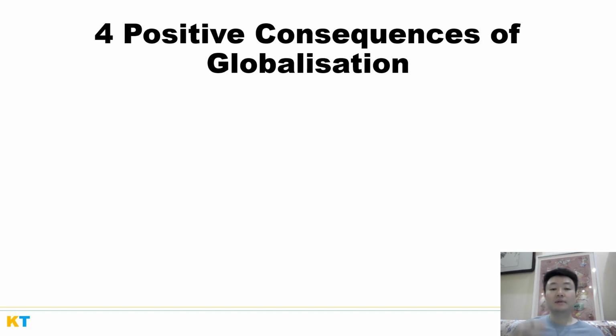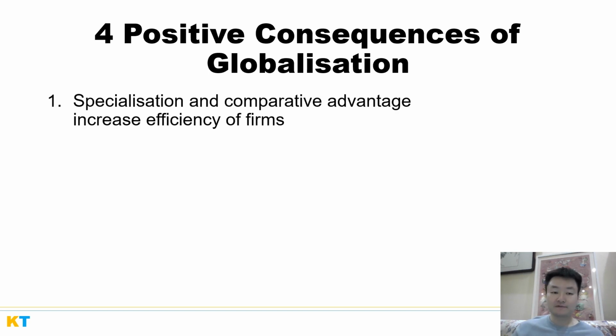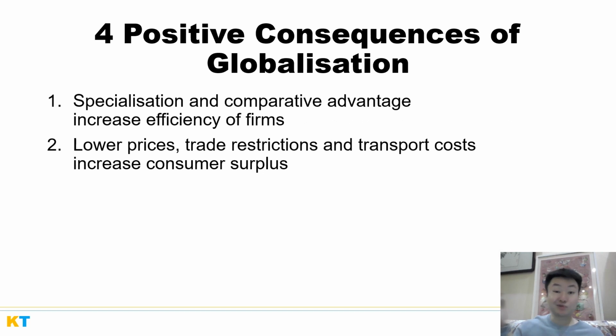And so globalization comes with a few consequences, both positive and negative. We're going to go over the positive ones first. Number one is specialization and comparative advantage. So there's an increase in the efficiency of firms because businesses can now trade and economies can now trade. Households can now trade for what they want. And so they're able to specialize and get really good at producing one thing and then use that thing to trade for whatever else they want that they do not produce.